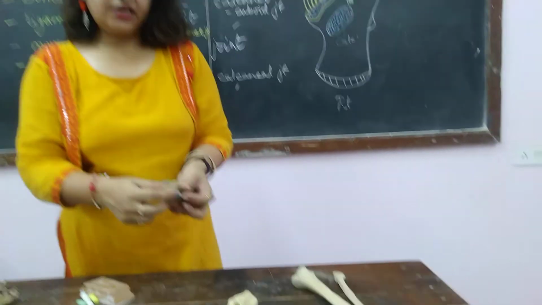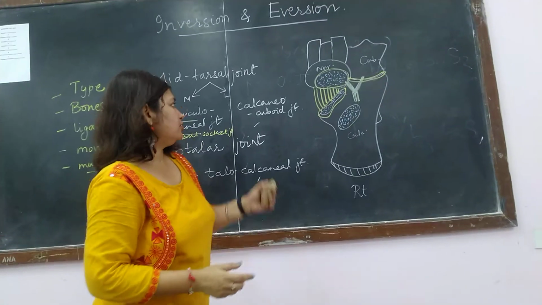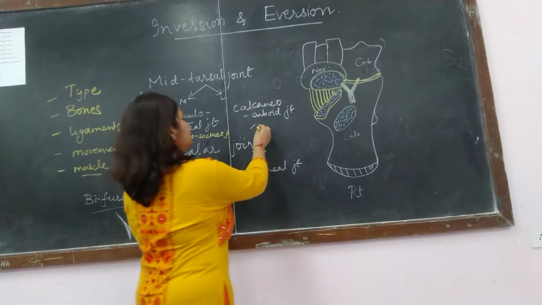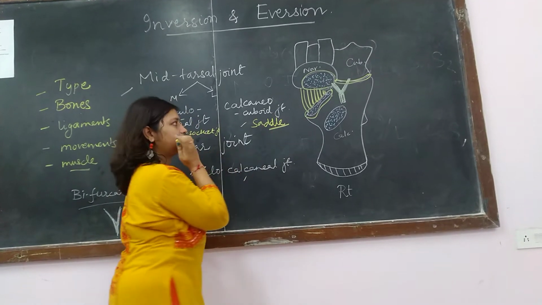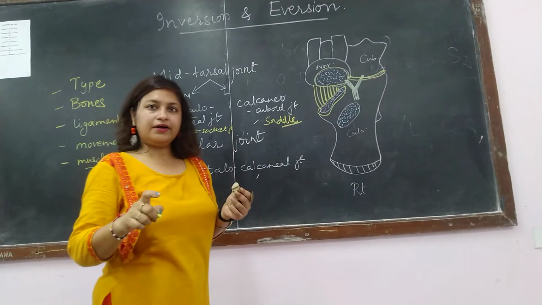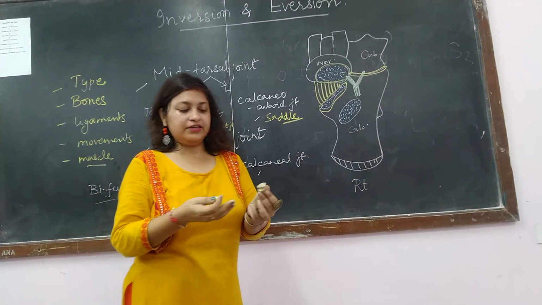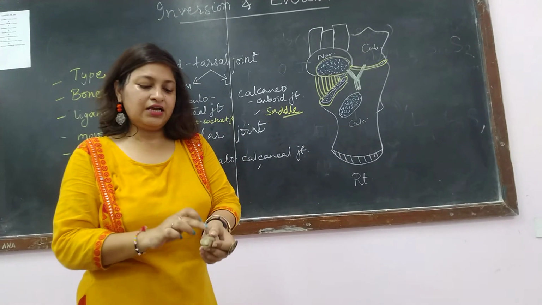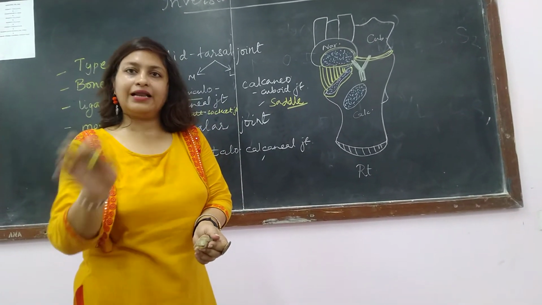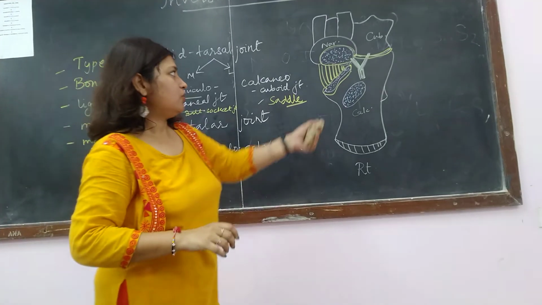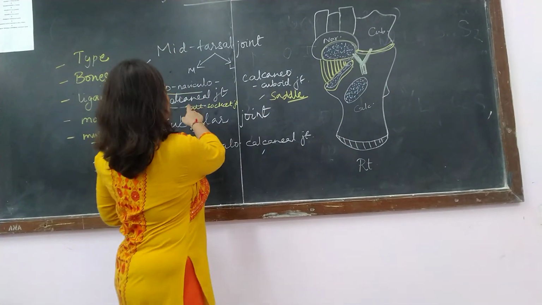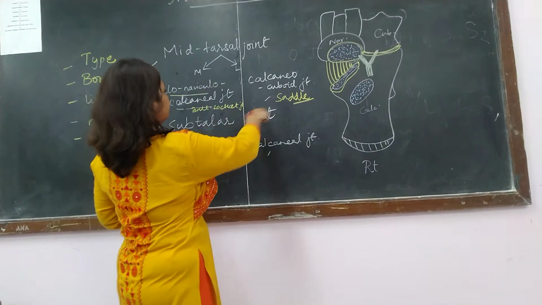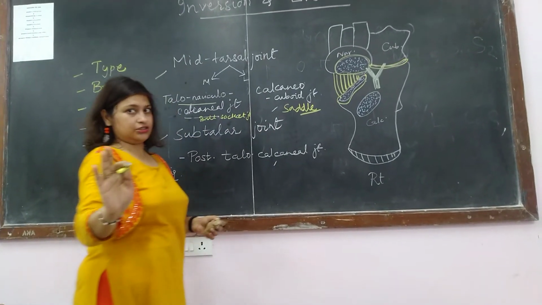Okay, so again if I say the calcaneocuboid joint, it is saddle type of synovial joint and its ligaments are again the capsular ligament, short and long ligaments which are present on the plantar surface, and bifurcate ligament, lateral limb, which is attached on the dorsal surface, right? So it was all about the anatomy of the midtarsal joint.